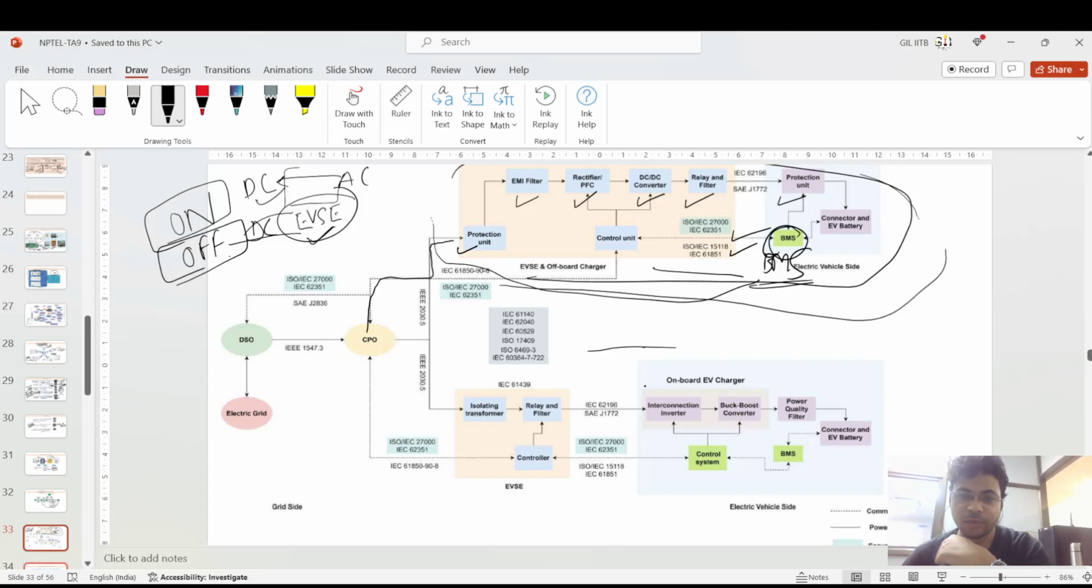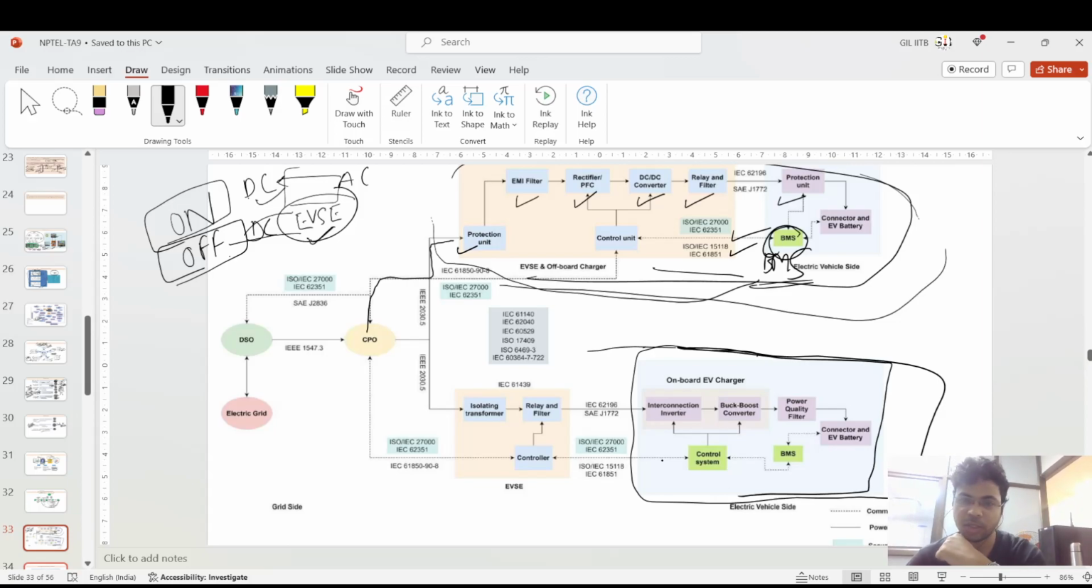So this whole equipment is inside the electric vehicle supply equipment itself. And the lower portion, where I'm dragging my mouse, is actually the onboard charger. All these things are inside the vehicle itself: the interconnection inverter, buck boost converter, power quality filter, the EV connector and the EV battery. The BMS communicates through the control system and a controller which is outside of the onboard charger. And there is communication between the electrical grid, the distribution service provider, and others. This is the electric vehicle itself.